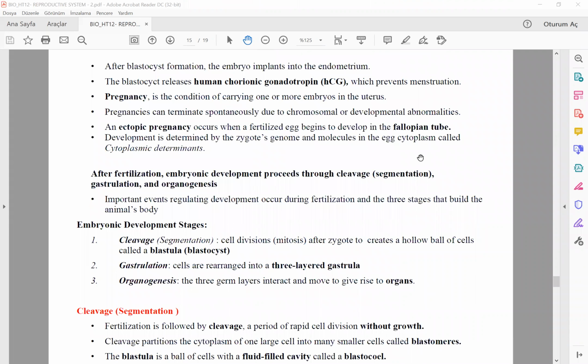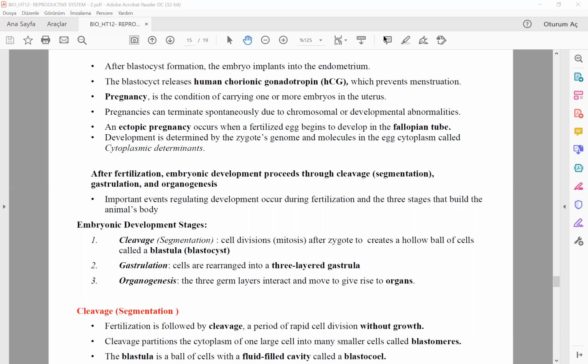After blastocyst formation, the embryo implants into the endometrium, and the blastocyst releases human chorionic gonadotropin, and this hormone is used to detect pregnancy. Pregnancies can be terminated spontaneously due to chromosomal or developmental abnormalities. For example, ectopic pregnancy is one of them. When the fertilized egg begins to develop in the fallopian tube, it should be removed from the fallopian tube. And development is determined by zygote genomes and molecules in the egg cytoplasm called cytoplasmic determinants.